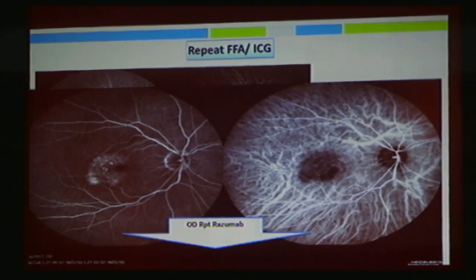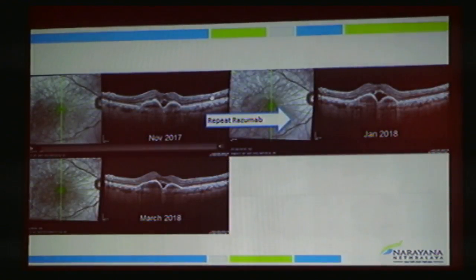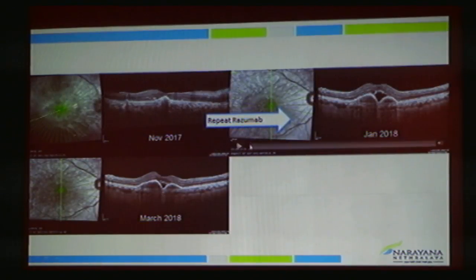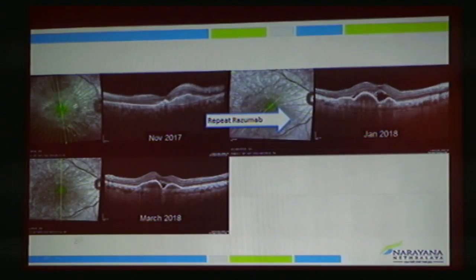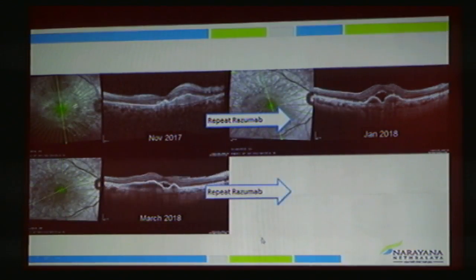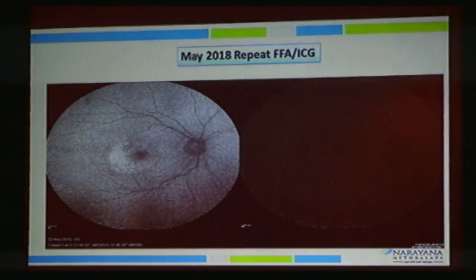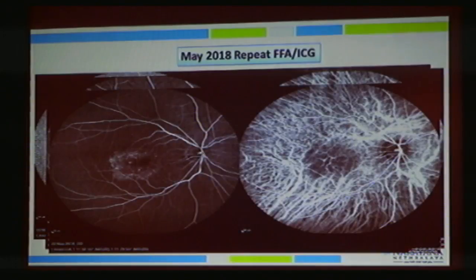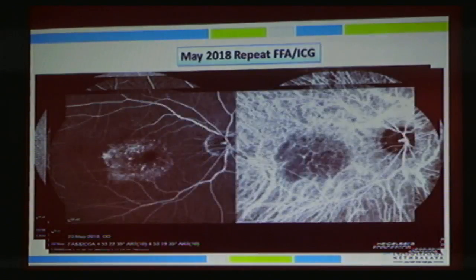We thought we would try once again with an anti-VEGF. So after 2 repeated injections, if I can just run the OCT. You can see that there hasn't been much of a difference with the anti-VEGF injections. Repeat FA-ICG, which was done recently in May 2018, showed again some amount of speckled hyperfluorescence on the FA. We could see some amount of hypofluorescence on the ICG, but then again, we weren't sure as to whether it could be a possible BVN or not.